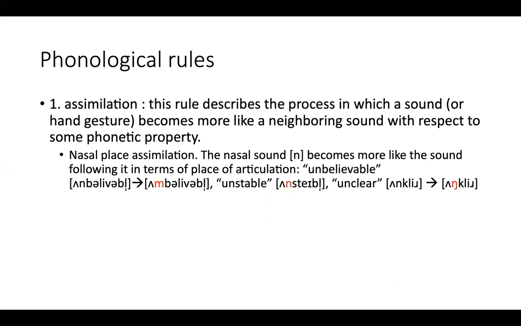Unstable, the alveolar nasal didn't change because the next consonant is also an alveolar sound. But in terms of unclear, we don't usually say unclear with an alveolar n, but with a velar nasal. The nasal becomes more like the velar consonant that follows.